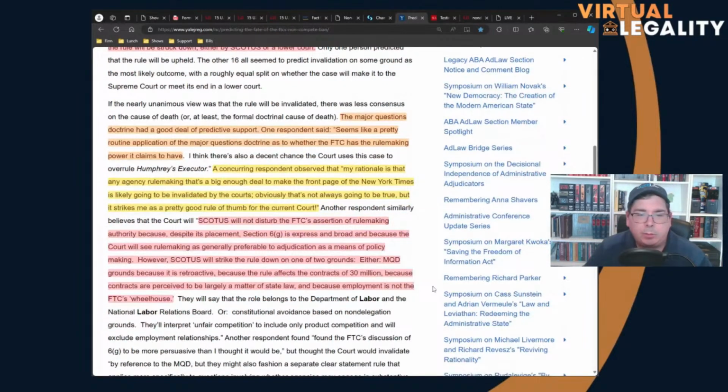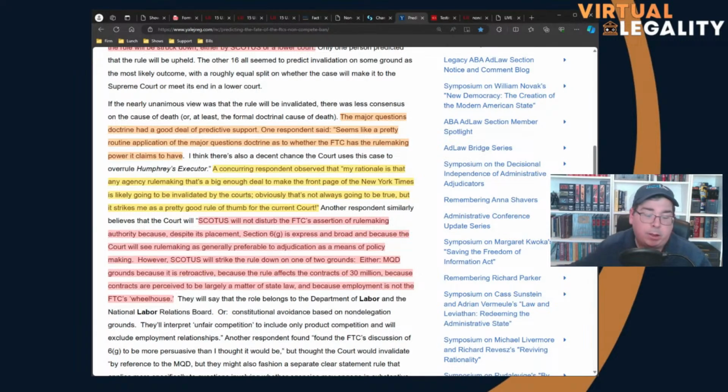Supreme Court will not disturb the FTC's assertion of rulemaking authority because, despite its placement, Section 6(g) is express and broad, and because the court will see rulemaking as generally preferable to adjudication as a means of policymaking. However, the Supreme Court will strike down the rule on one of two grounds: either major questions doctrine, because it is retroactive, because the rule affects contracts of 30 million, because contracts are perceived to be largely a matter of state law, or because employment is not the FTC's wheelhouse.